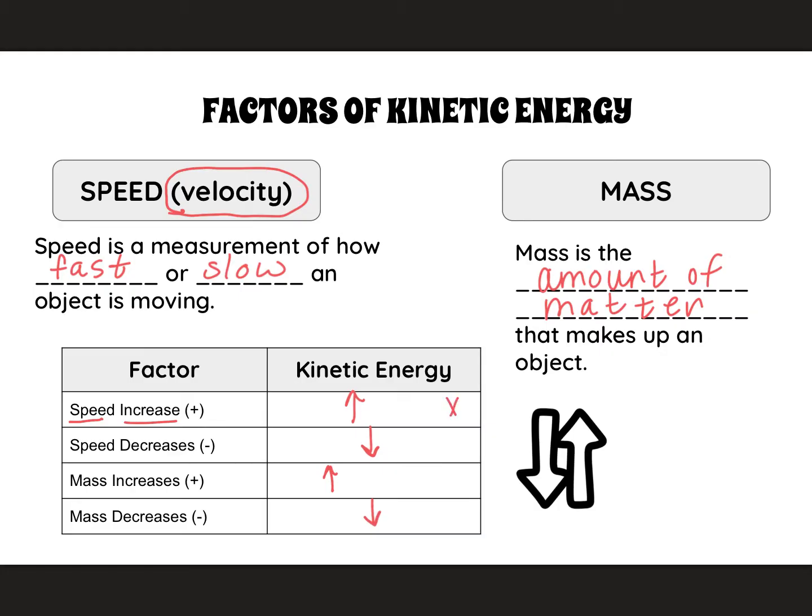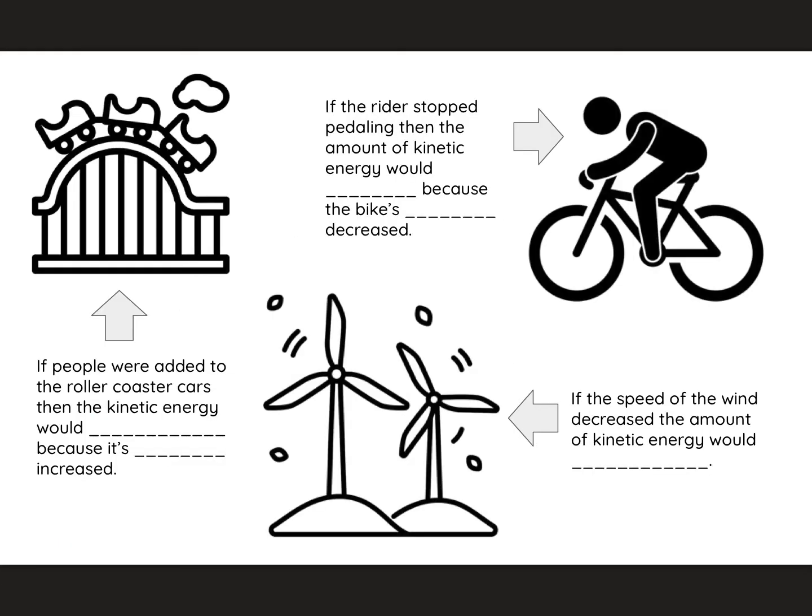So, for instance, when we threw the can onto the clay, the amount of kinetic energy was greater than when you dropped the can on the clay, because throwing it increased the speed. Therefore, it increased the amount of kinetic energy.